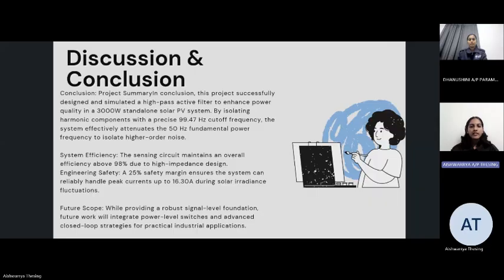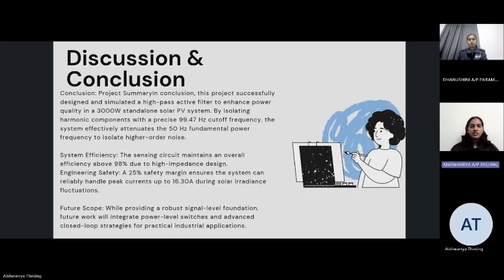By isolating harmonic components with a precise 99.47 Hz cutoff frequency, the system effectively attenuates the 50 Hz fundamental power frequency to isolate higher order noise. In other words, the filter removes unwanted disturbance that could affect sensitive equipment and reduce system efficiency.